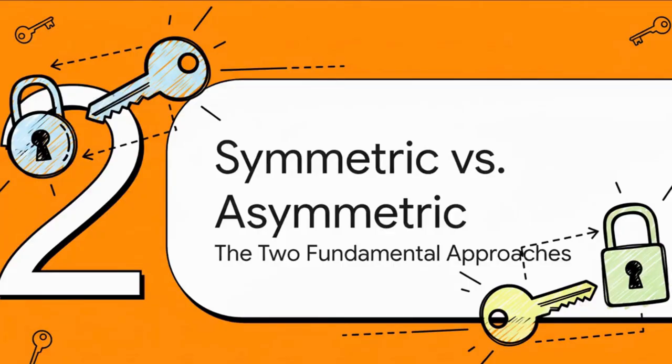Okay, so we know why we're doing all this. Now let's get into the 2 main ways we actually make it happen. Every modern encryption system you'll ever run into fits into one of these 2 buckets. And the big difference? It's all about the keys.